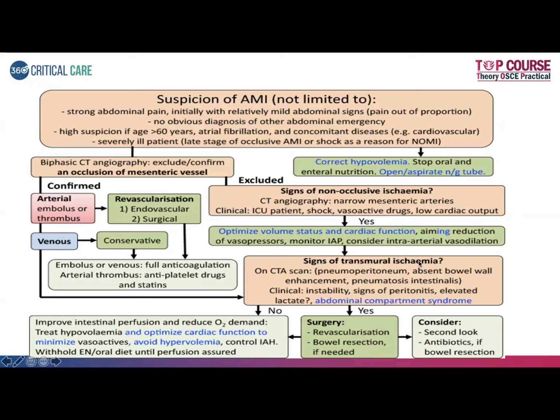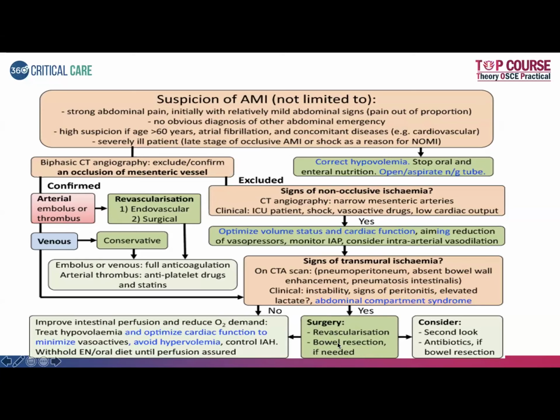If there are signs of transmural ischemia, like pneumoperitoneum, absent bowel wall enhancement, pneumatosis intestinalis, this means the patient is very unstable and might require surgery. Patient clinically unstable, signs of peritonitis, elevated lactate, abdominal compartment syndrome, these are the specific indications for surgery. When they do a surgery, they will look at two things. One is revascularization of the vessels. Second, if the bowel is non-salvageable, they will have to go ahead and resect.